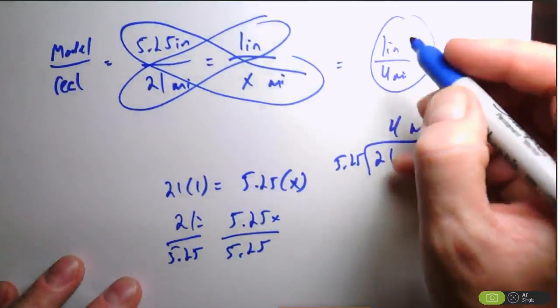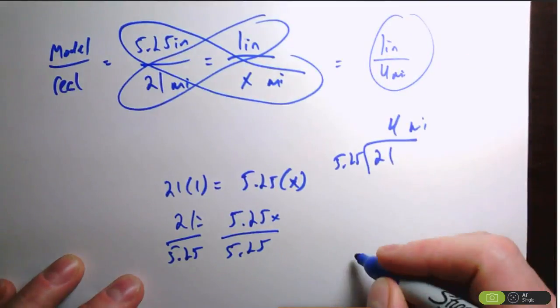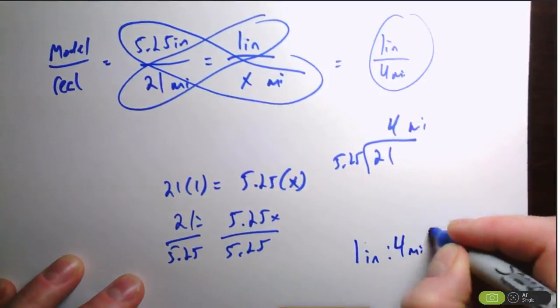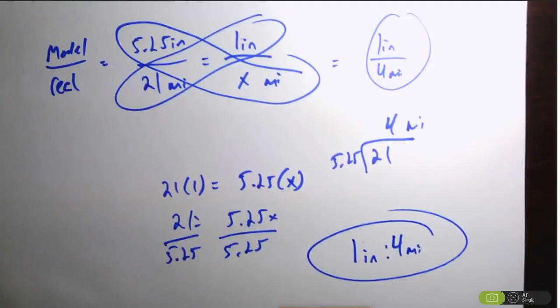And there are two ways you can write it. You can write it as a fraction, or you can write it as the ratio with the colon. So 1 inch is equivalent to 4 miles.